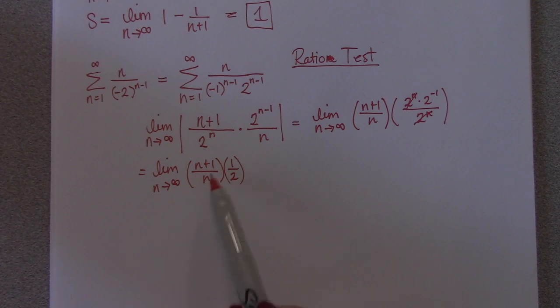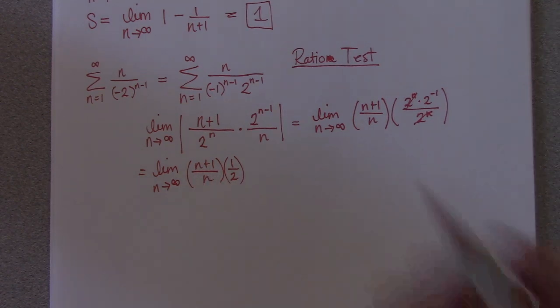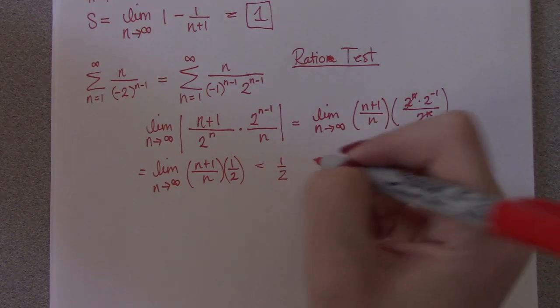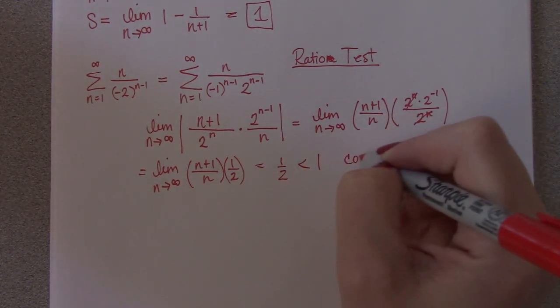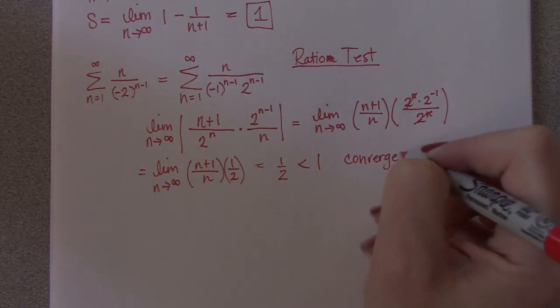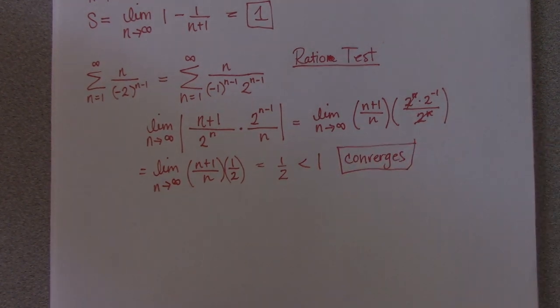So what's the limit of the stuff in here? 1. So this limit is 1/2. That is less than 1. So this series converges.